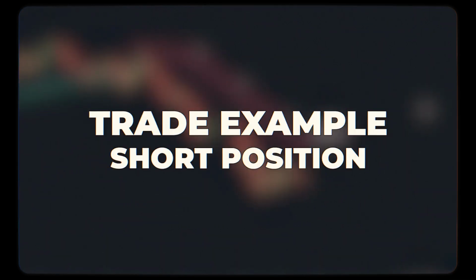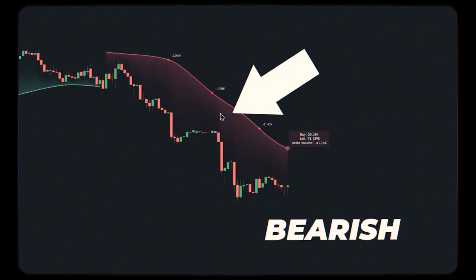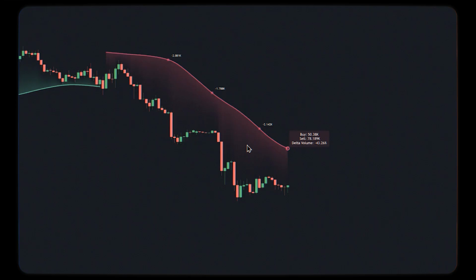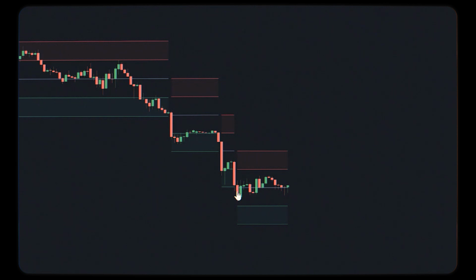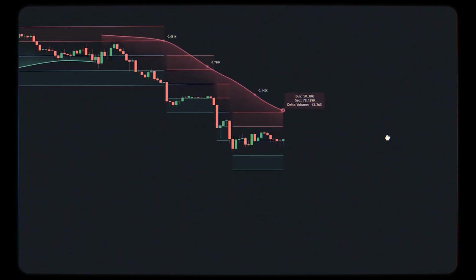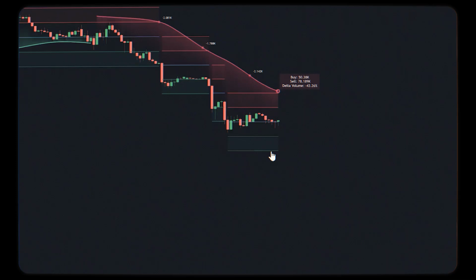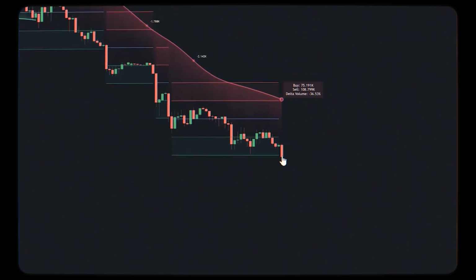Now, for a short position, we're gonna do the opposite. Condition number one, confirm the trend is bearish by having a red trend cloud from the VIDYA indicator. Condition number two, we need to identify the most recent predictive range. Right here, we can see that this is the most recent predictive range. Next, we need to wait for the price to break and close under the support level. Let the market play out. And here we can see the price just broke and closed under the support level.